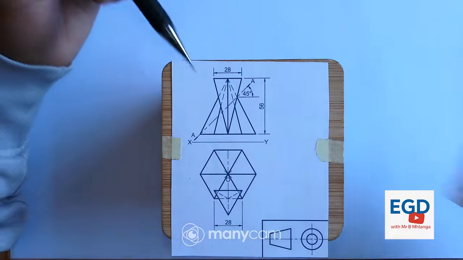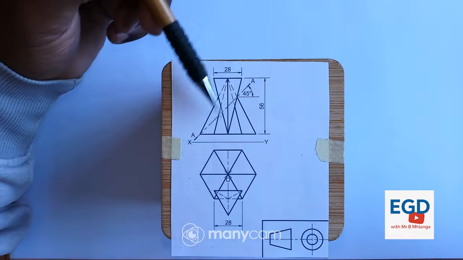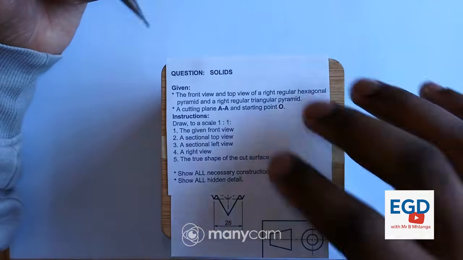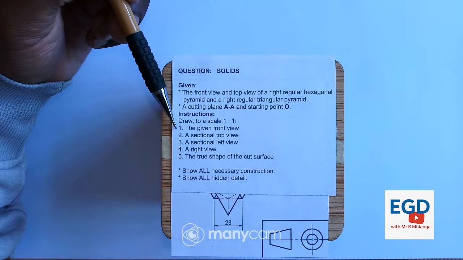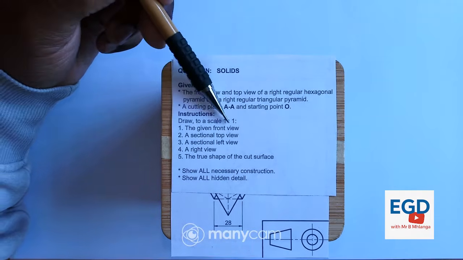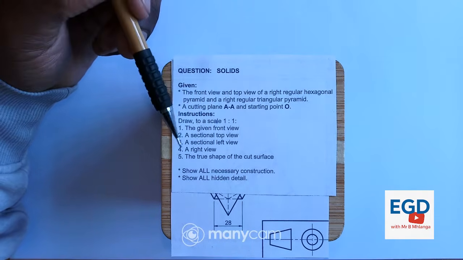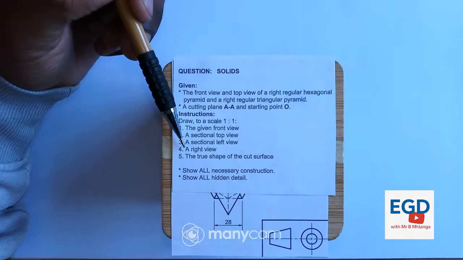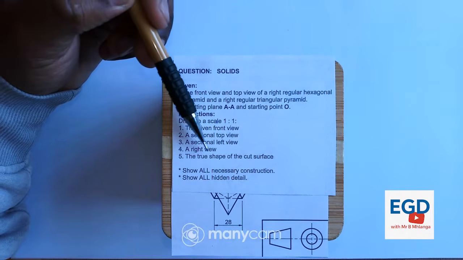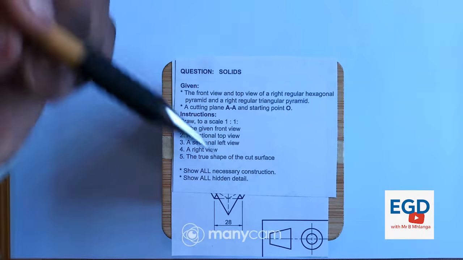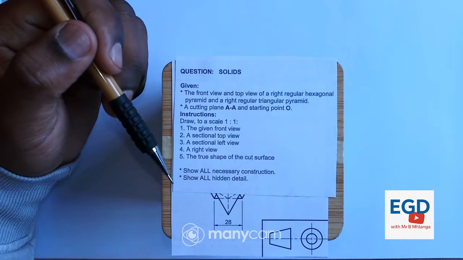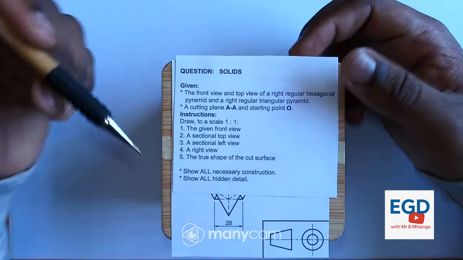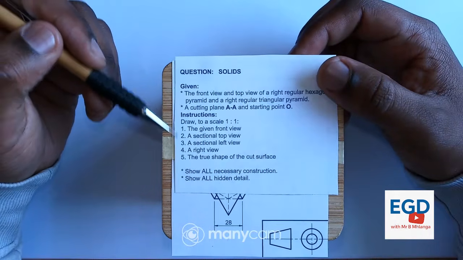So where is the cutting plane? The cutting plane is there. Instructions: draw to a scale 1:1. Obviously, we have to draw the given front view, a sectional top view, sectional left view, a right view, and the true shape of the cut surface, right? Show all necessary construction, show all hidden detail. Okay, perfect. So that means we have to draw 5 views, right?